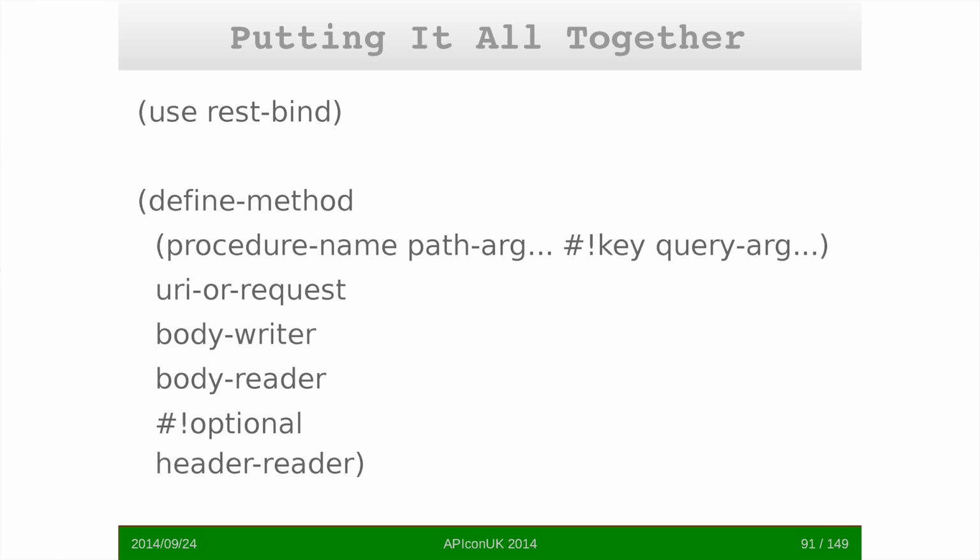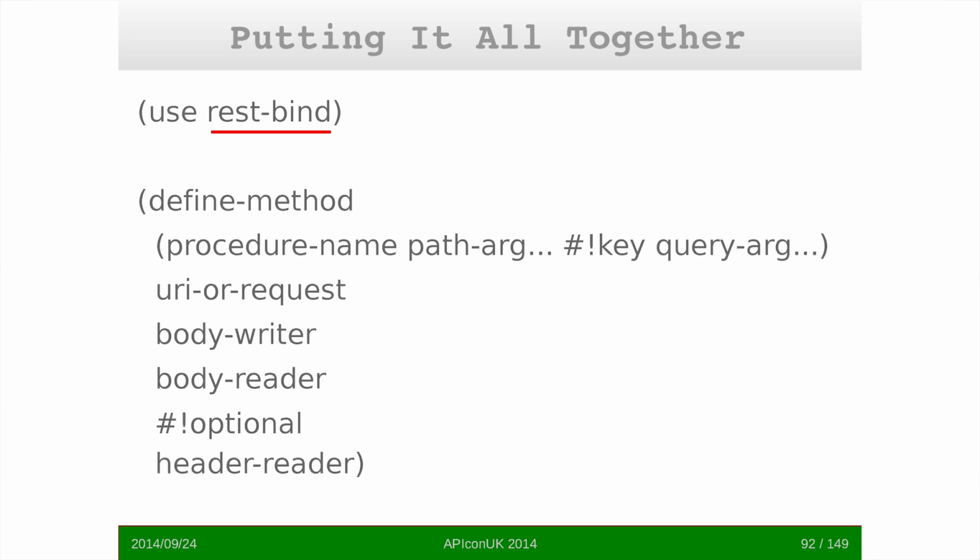So what did I do? I kind of took inspiration from all these things I'd done, and I thought I need a way to bind REST APIs. So not very imaginative, I called it REST bind, and it gives you this thing called define method, and you say what you want to call it. You tell it about the positional arguments, you tell it about the keyword arguments, and then you tell it a bit about the API. So you give it a URI or request. I'll come back to what that is later.